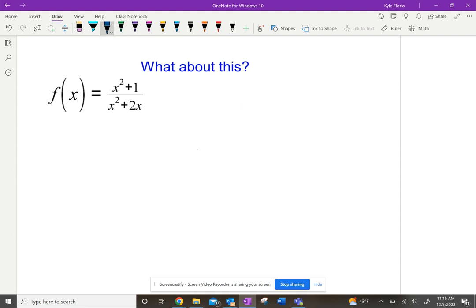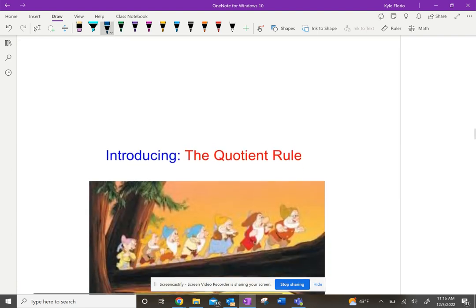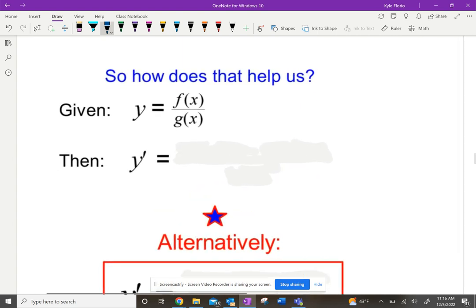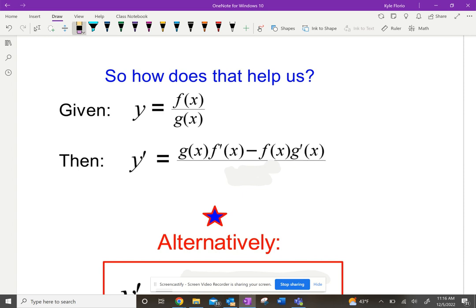Okay. So then, how do you do this? We'll see about that in a second. So if I do have a quotient, I want to take the derivative. It's not intuitive at all, but it turns out that the derivative is: take the bottom function, multiply it by the derivative of the top function, subtract that from the top function times the derivative of the bottom, all over the bottom function squared.